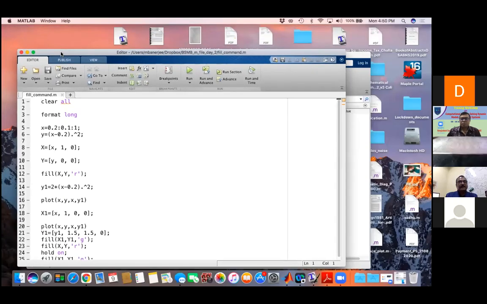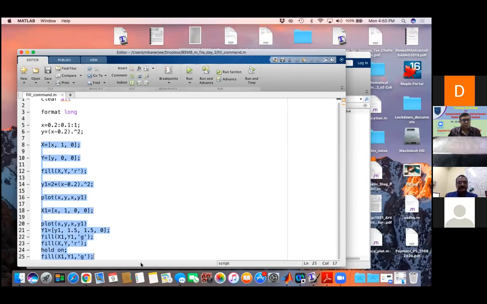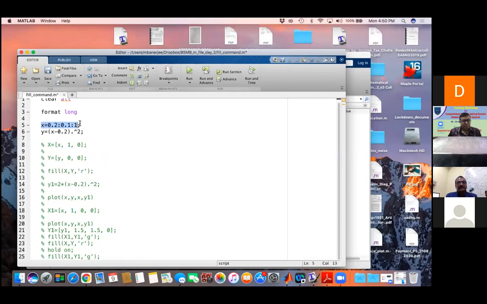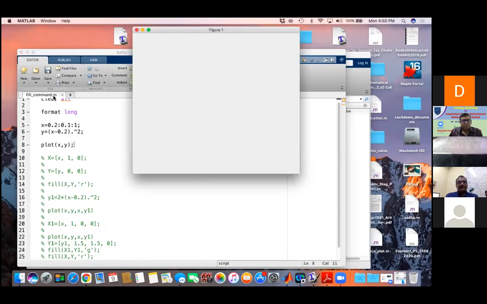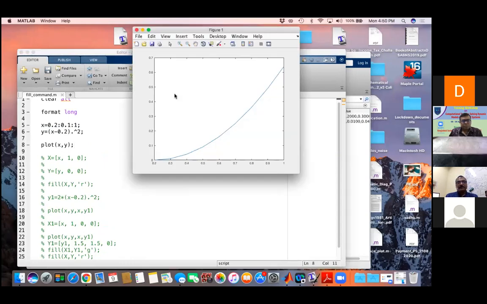So here I can go step by step such that you can understand what I'm trying to say. First of all, here I have considered x from 0.2 to 1 and y equal to (x minus 0.2) whole square, and just have a look at the plot of this x comma y. If I just ask MATLAB to plot this, it will create a plot like this.